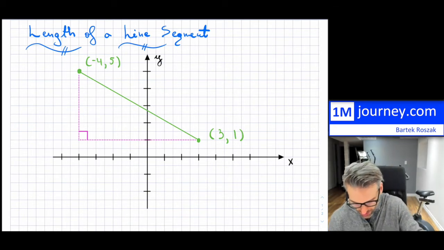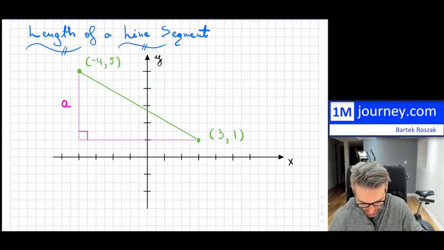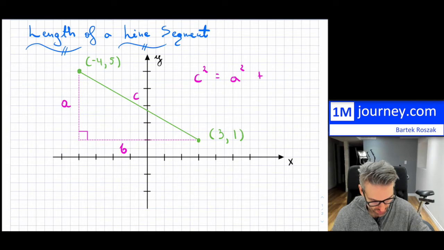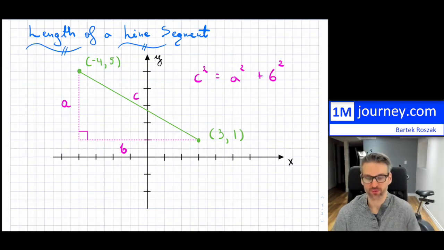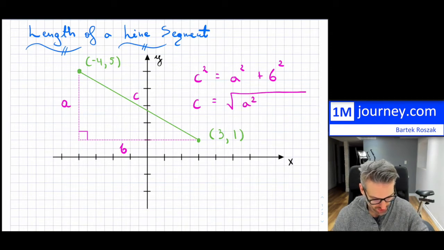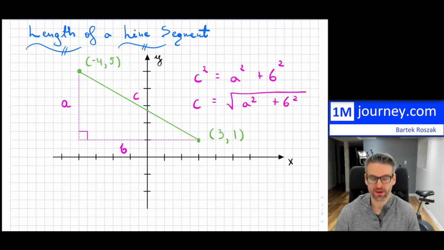And so let me just label this. This is kind of a déjà vu, so this is A, this is B, and this is side C. We should remember that for the hypotenuse, C squared is equal to A squared plus B squared. It doesn't matter which one is A and which one is B. And then of course we can find the hypotenuse by simply taking the square root of A squared plus B squared.